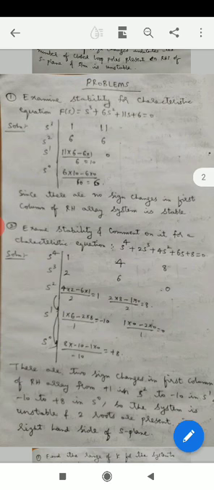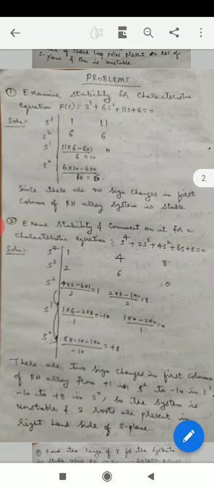Okay. Next, second problem. Examine the stability and comment on it for the characteristic equation s power 4 plus 2s cube plus 4s square plus 6s plus 8 equals 0. So what is the highest power of s here? S power 4. The next highest power of s is s cube. Okay. So the first row is written as s power 4. The next row is written as s cube.